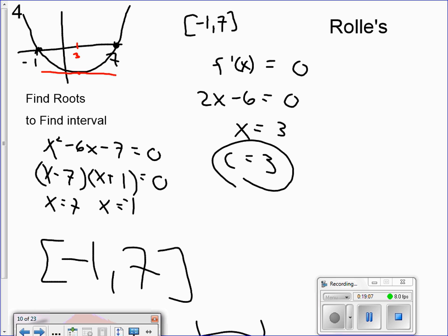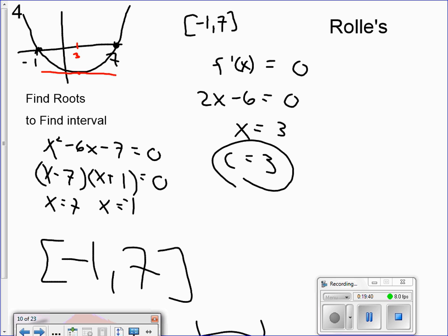When you do that, you get x equals 7 and x equals -1. You're finding the zeros of the function. But when you write your interval, please make sure that whatever number you put on the left is less than the one you put on the right. Don't write 7 to -1. I'm taking off points for that. So the interval we can use for Rolle's would be from -1 to 7. Rolle's guarantees that somewhere between -1 and 7, the derivative is going to be 0.